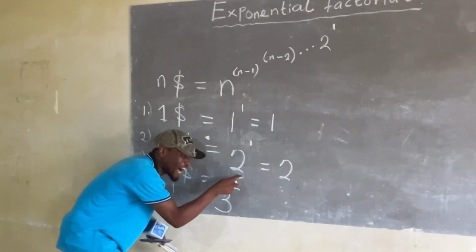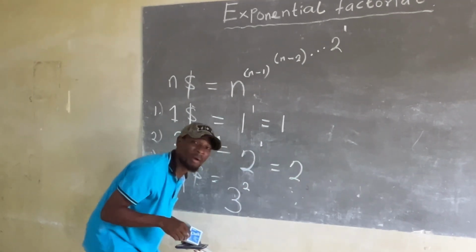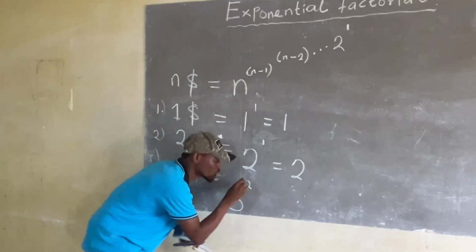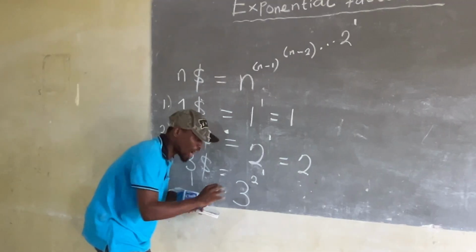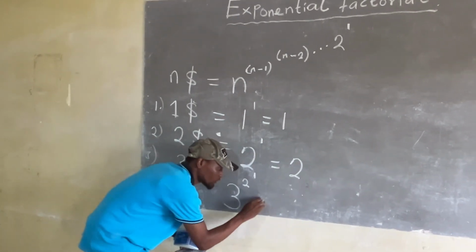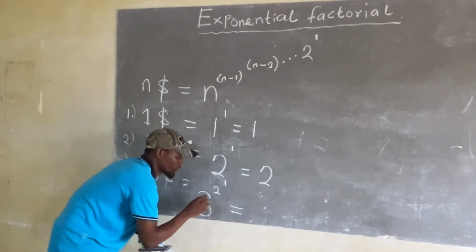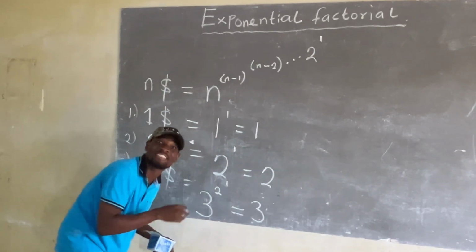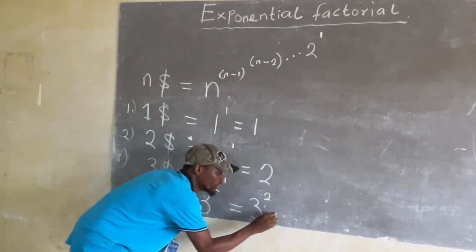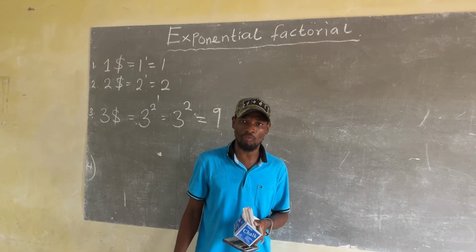Now to get the other exponent, we have 2 minus 1. What is 2 minus 1? It's 1. So this is raised to an exponent of that 1. I hope you appreciate what I'm doing. Which is equal to what? What is 2 raised to the power 1? It's the same as 2, and 3 raised to the power 2 is 9. Okay, viewers, let us consider exponential factorial of 4.